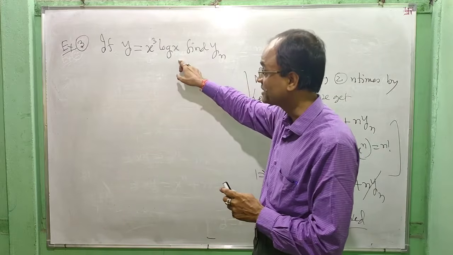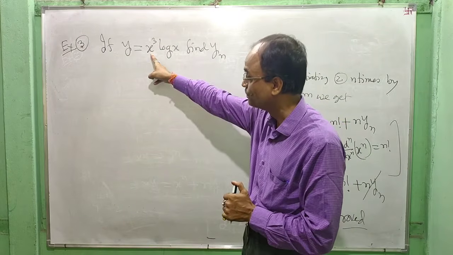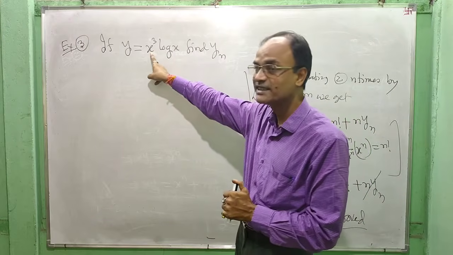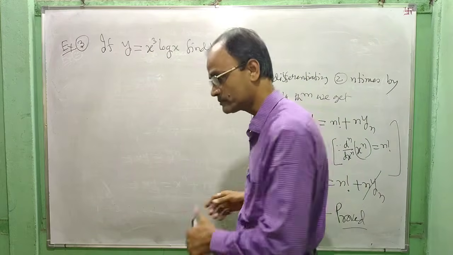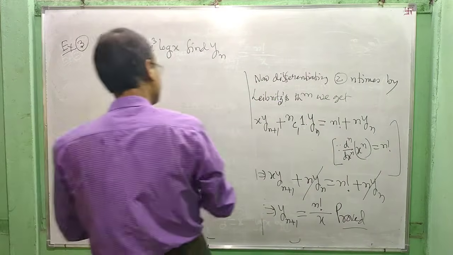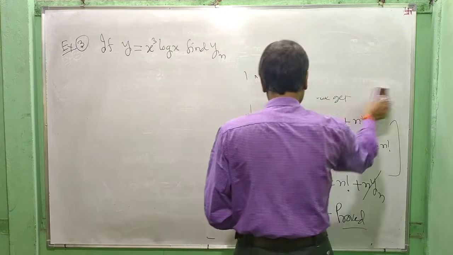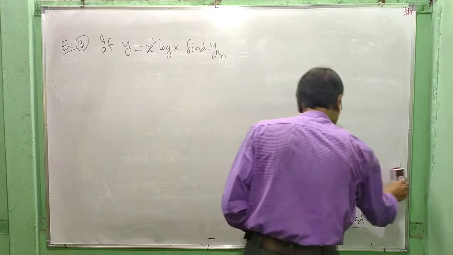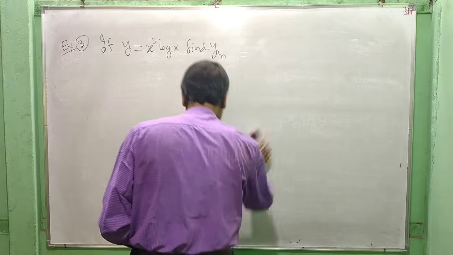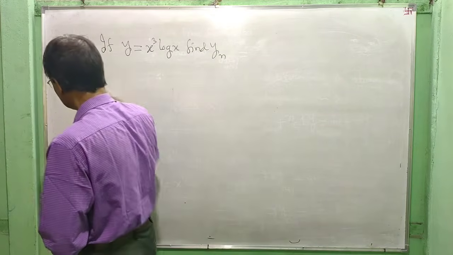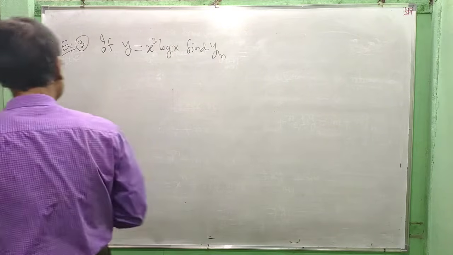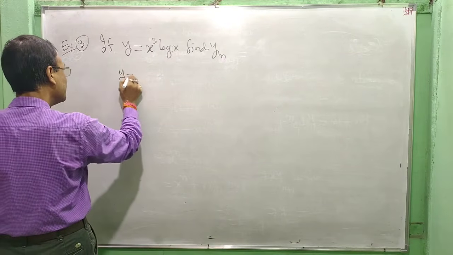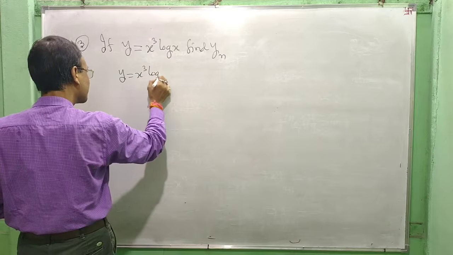Therefore, in this case, we shall take x cube as the second function and log x as the first function. Now, y is equal to x cube log x.